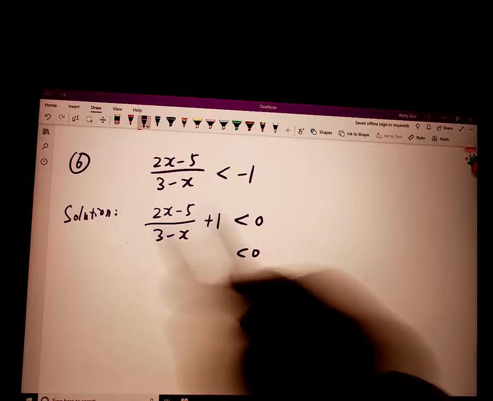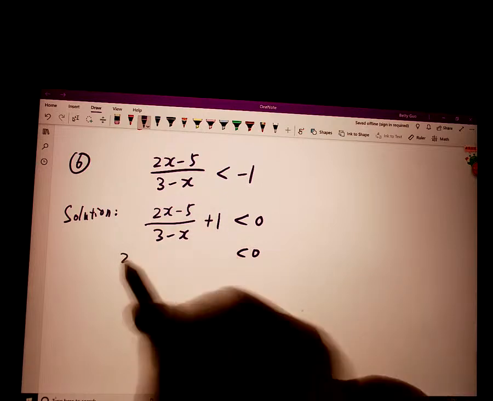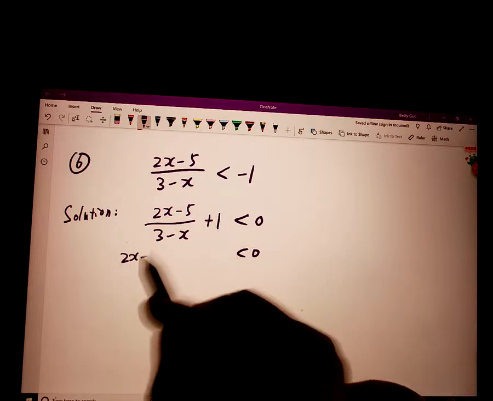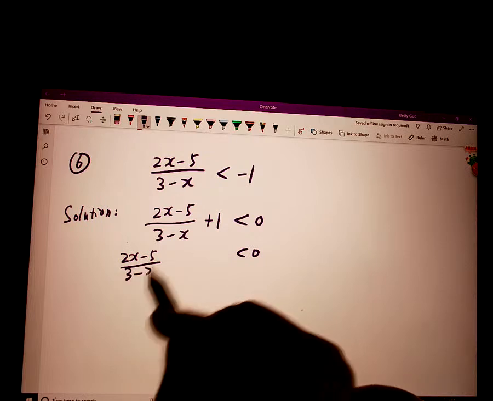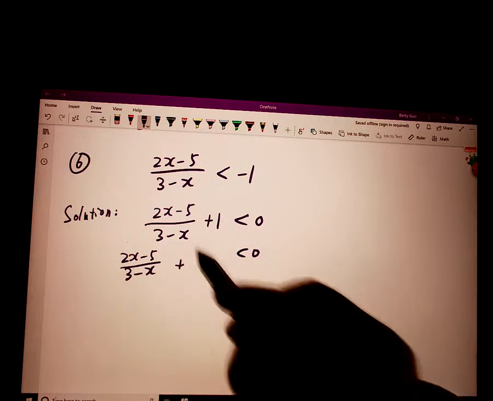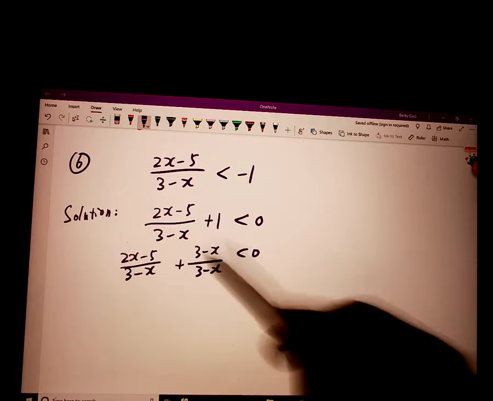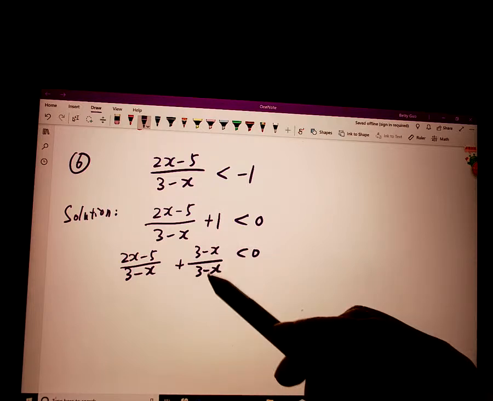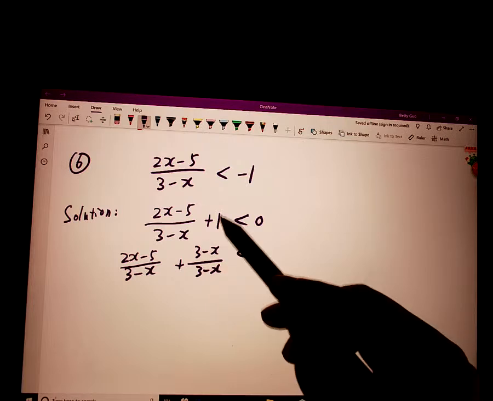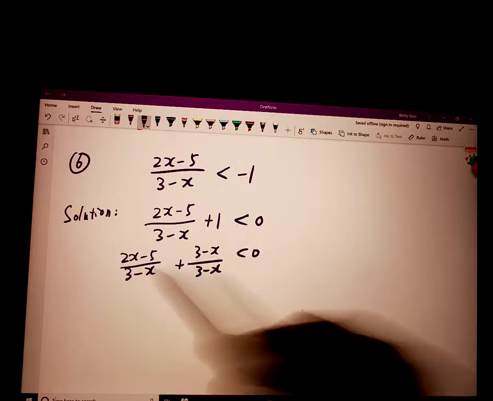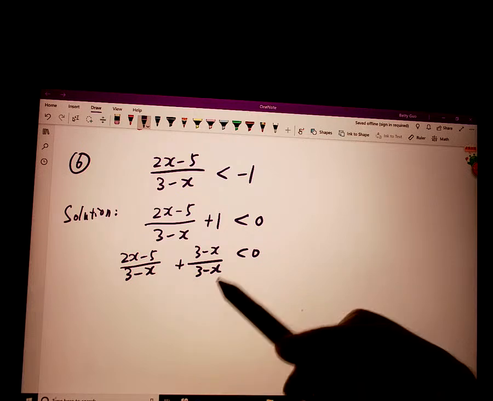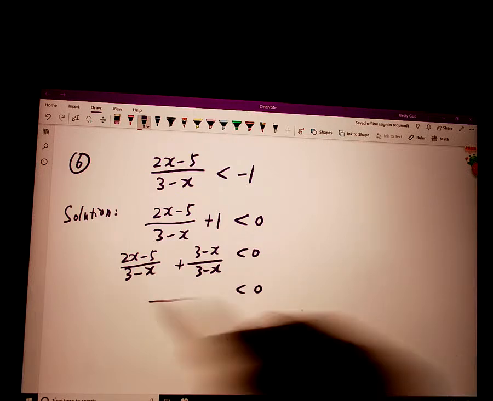And let's combine those two terms. We copy the first rational expression and then rewrite a 1 as (3 minus x) over (3 minus x). You see that, right? Numerator and denominator are equal to each other, giving us 1. Now the two rational expressions have the same denominator, so we can add them up.